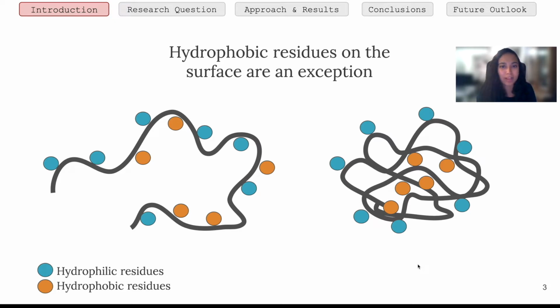Now, there are some hydrophobic residues that do appear on the outside of the protein, and these typically have a function. So, for example, they interact with other proteins, they bind to a ligand. Sometimes they can also cause disease. So, for example, they are linked to aggregation diseases such as Alzheimer or Parkinson. And so it is very important to know how hydrophobic the protein surface area is. And that's something we wanted to look at in this project.